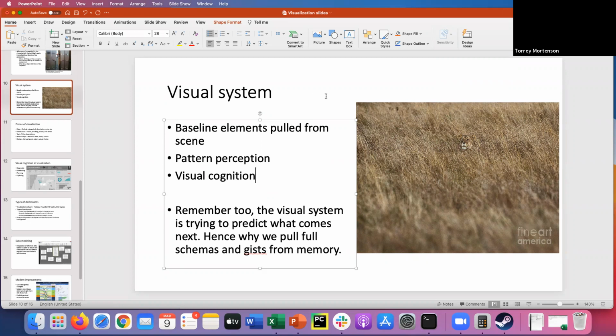So here, what are the baseline elements you pulled from the scene? Grass. And you might have seen this. Probably did. If not, your pattern perception would have caught it. Hopefully, mainly because this lion's snout is up. If it was down, you might not have. So that's how camouflage works.